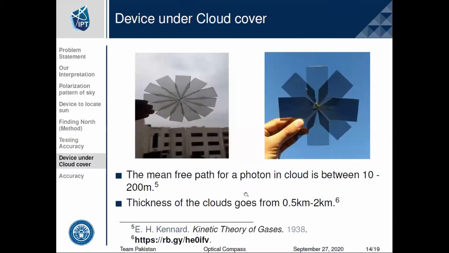So the device under cloud cover. This is a picture of a device under cloud cover. It did not work because the mean free path for a photon in a cloud is between 10 to 200 meters, but the usual thickness of a cloud goes from 0.5 kilometer to 2 kilometers, which is much greater than the mean free path. So no polarization would be observable here.